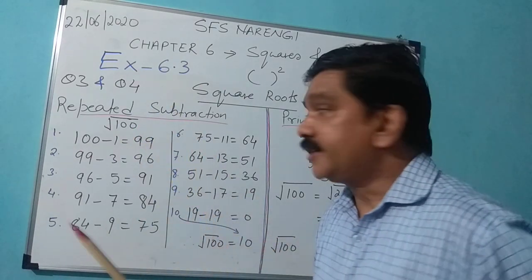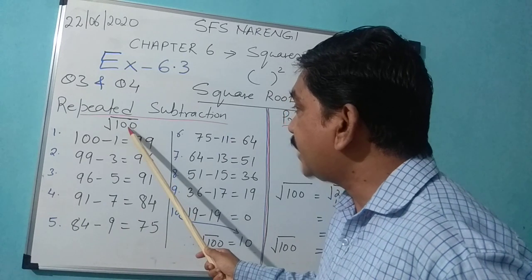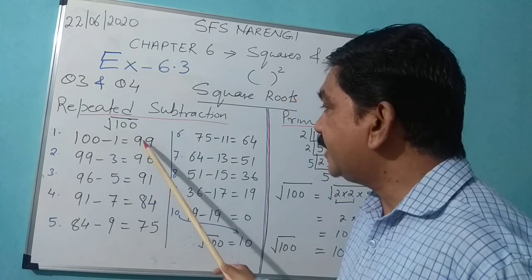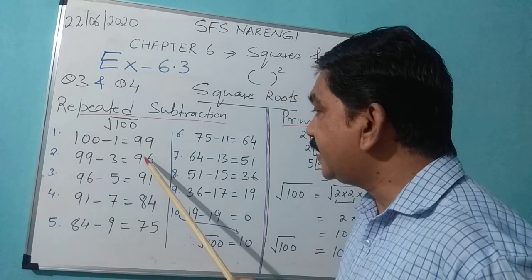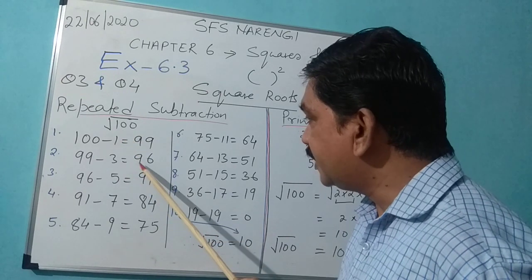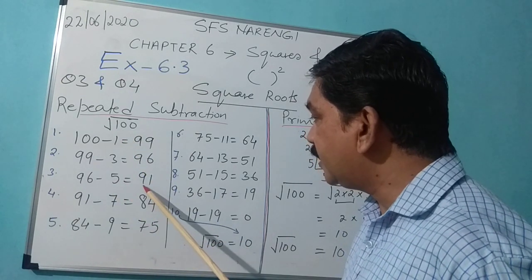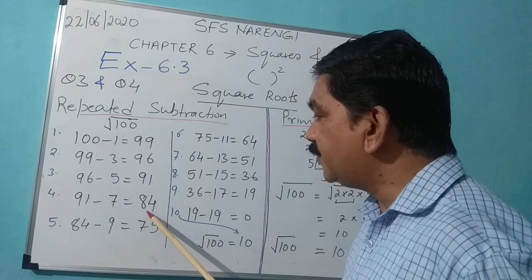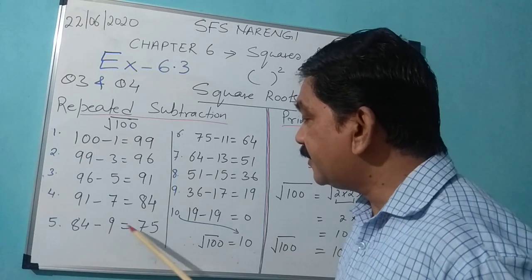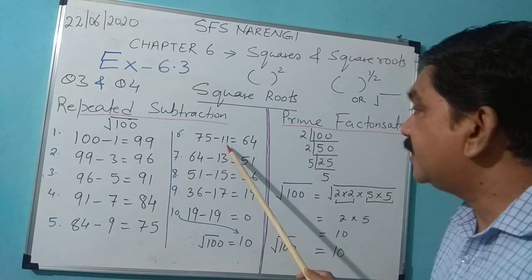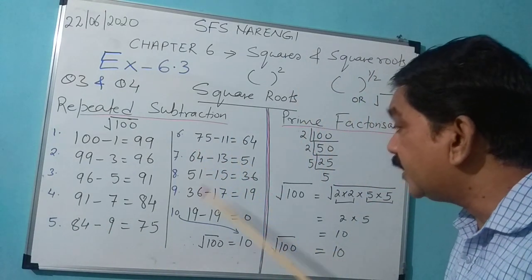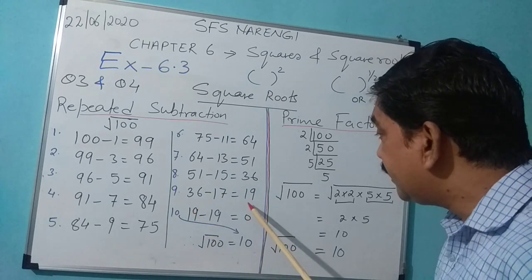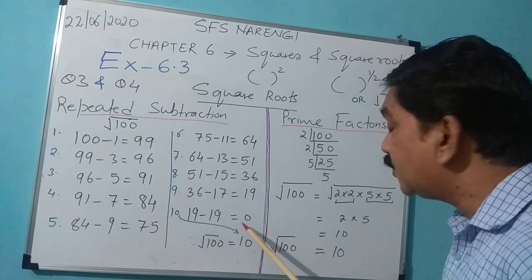Now, square root of 100. Look here, square root of 100. I'll start with this 100. 100 minus 1, 99. Again 99 minus 3, 96. All these are odd numbers. 96 minus 5, 91. 91 minus 7, 84. 84 minus 9, 75. Again 75 minus 11, 64. And so on. So here we get 19 minus 19 is equal to 0.